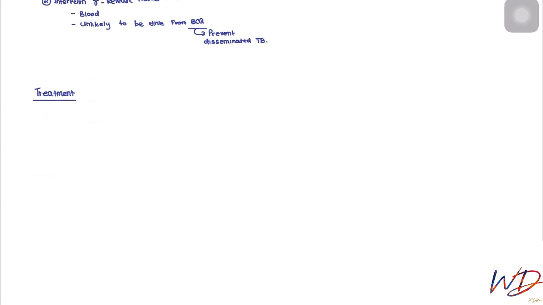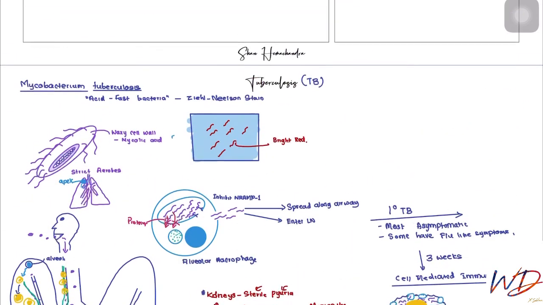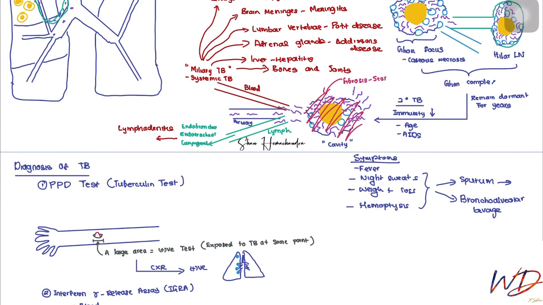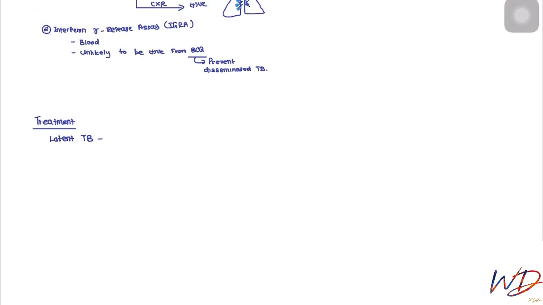For latent TB, what is latent TB? TB which is in the body and not leaving. So the dormant stage, you can give these patients a single drug for a long time. The drug of choice is isoniazid.